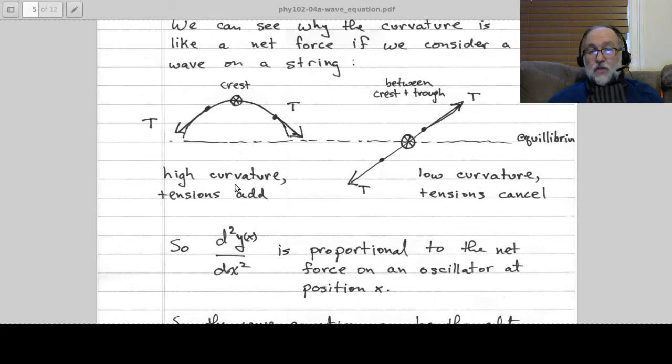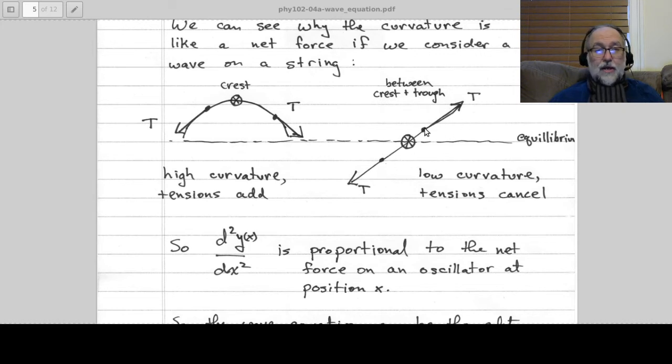So where there's a big curvature, where the curvature is high, that's where the tensions will tend to add up and try to restore that point back to equilibrium. You can see that, this tension on the left is pulling it downwards, this tension on the right is pulling it downwards, so that point at the top of the crest wants to be pulled back down to equilibrium. So the bigger the curvature, the more the tension tends to add up. What happens where the curvature is low? That is when the string passes through equilibrium.